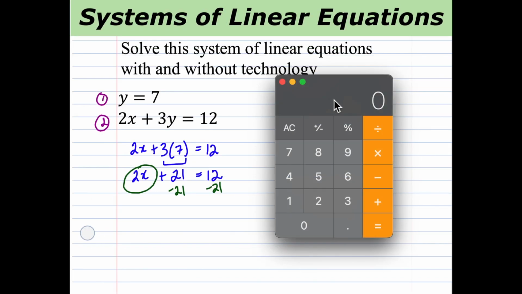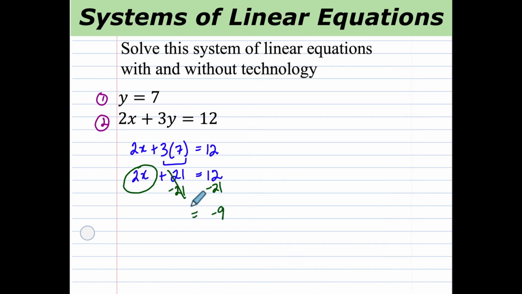And definitely use your calculator so you don't make small mistakes. 12 subtract 21 is -9. Here's our 0 pair, and we have 2x on the left. Solving for x now, we'll divide by 2. What we do to one side of an equation, we do to the other. Therefore, x = -9/2. The value for x is -9/2, and the value for y is 7. When we're using algebra to solve, leave your answers in reduced improper fraction form.